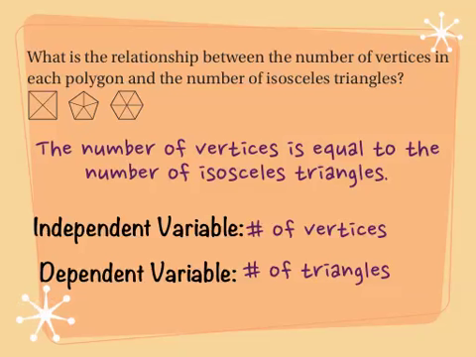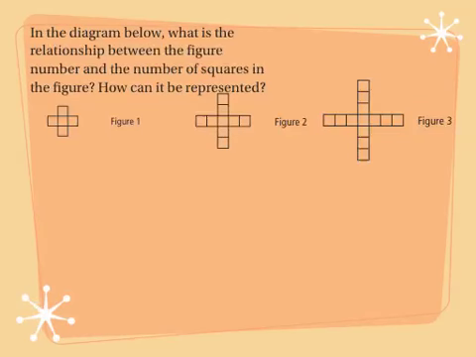So if I asked you how many isosceles triangles would be formed for an octagon, remember an octagon has 8 sides and 8 vertices, you could tell me that there were going to be 8 isosceles triangles. The next example says, in the diagram below, what is the relationship between the figure number and the number of squares in the figure? How can it be represented? Well, first thing we need to do is look at the figures that were given. Notice in figure 1, I have 5 squares. In figure 2, I have 9 squares. And then in figure 3, I have 12 squares.